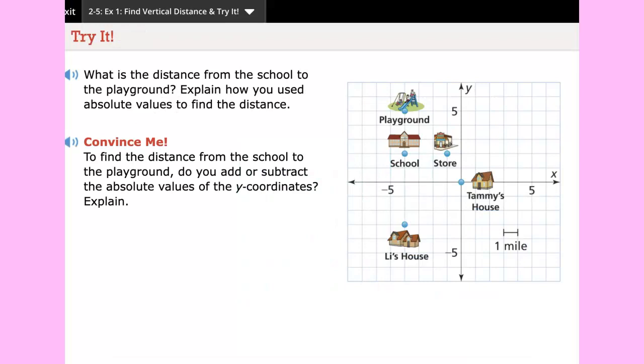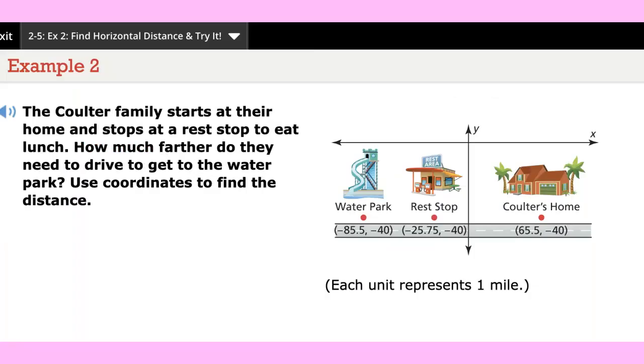All right, so on your own in your book, you could open this and work on it. What is the distance from the school to the playground? Explain how you use the absolute value to find the distance. This time, we have the playground to the school. Other than counting the steps or blocks between, how could you use absolute value to find the distance for this? All right, go ahead. Example number 2. Let's see if we could use that concept that we just learned, finding the distance in this situation.